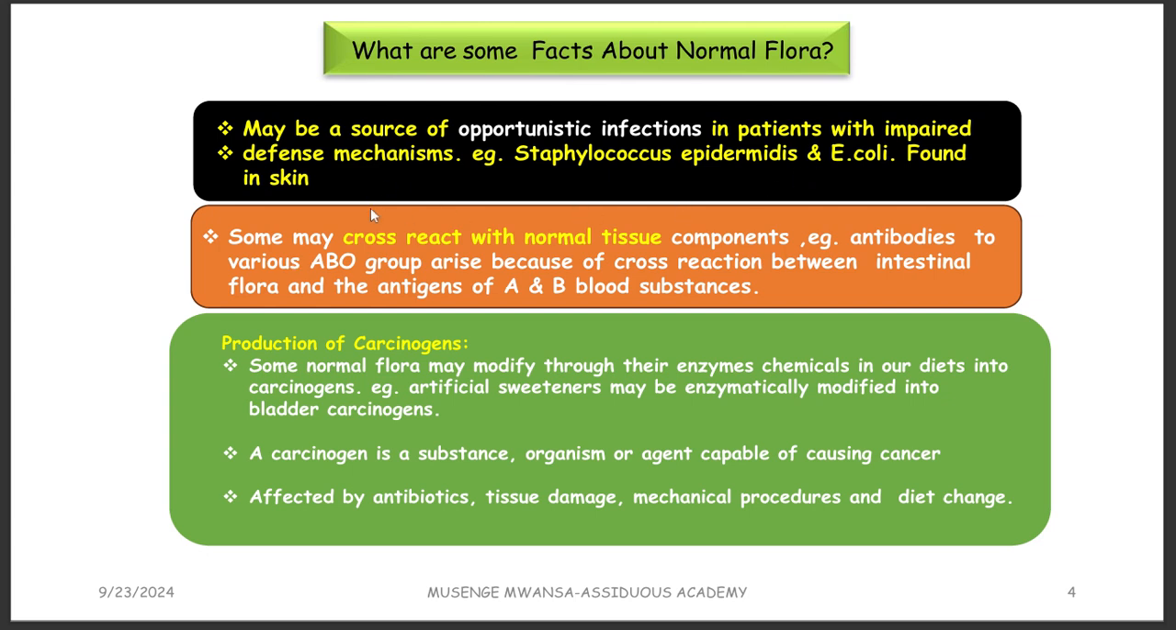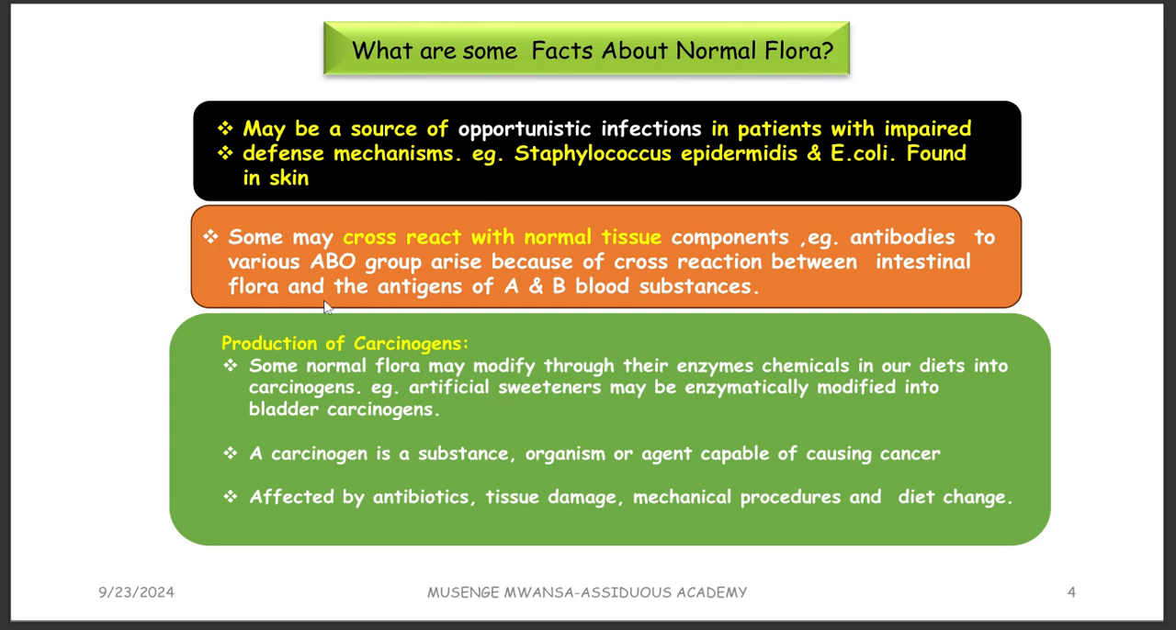And then some of the normal flora may cross react with normal tissue. For example, antibodies to various ABO groups arise because of cross reaction between intestinal flora and the antigen of A and B blood substances. So they can sometimes react with our normal tissue components.